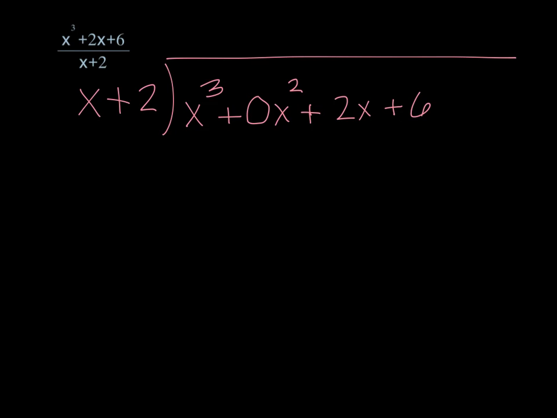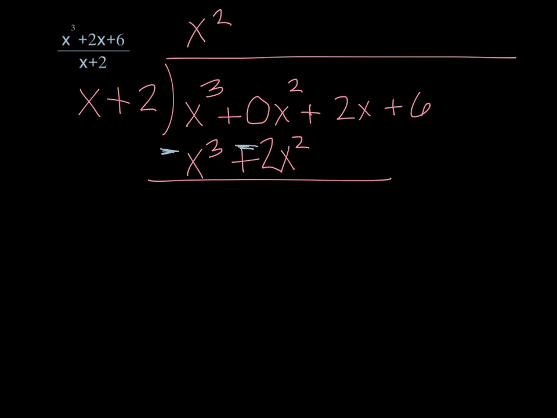So we're going to do the same process. What do I have to multiply x by to get x cubed? We get x squared. When we distribute this through our divisor, we get x cubed plus 2x squared. And right here you'll notice that if I didn't have that placeholder here, my like terms would not add up. I'm going to distribute through a negative sign, so we'll have a negative x cubed and a negative 2x squared.